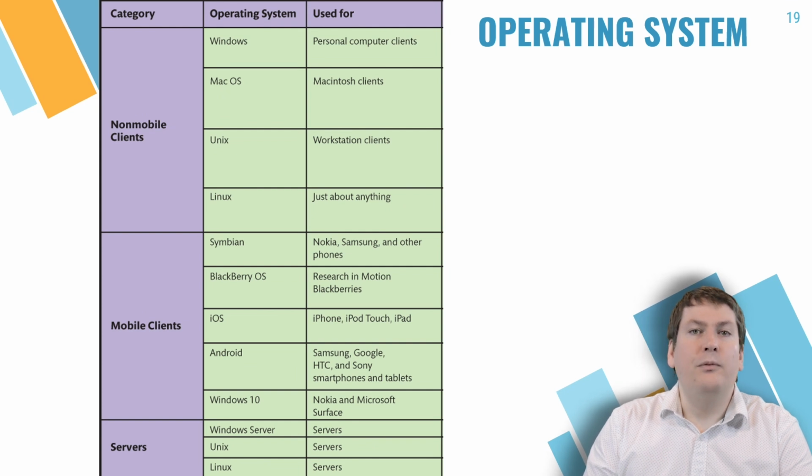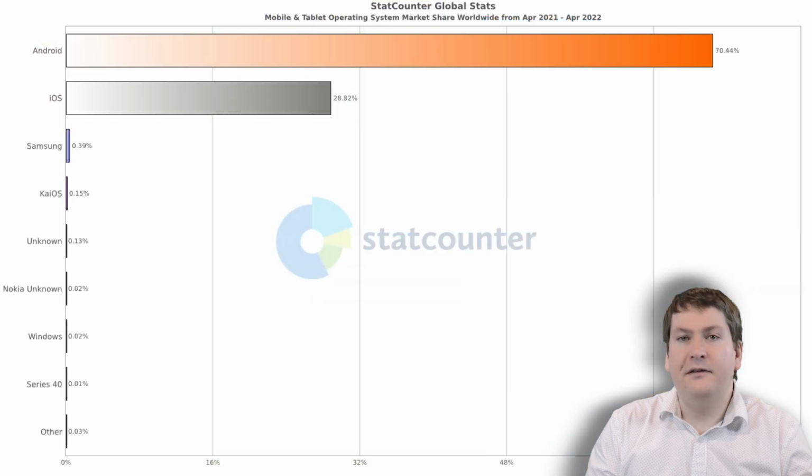Moving on now to mobile operating systems. These would be the operating systems that power devices like smartphones, tablets, and some more specialized devices like smart TVs. Currently, the most popular of these is Android, followed closely by iOS, iOS being the operating system used by the iPhone.